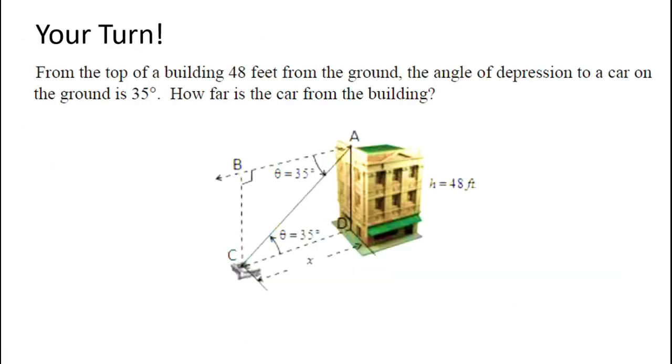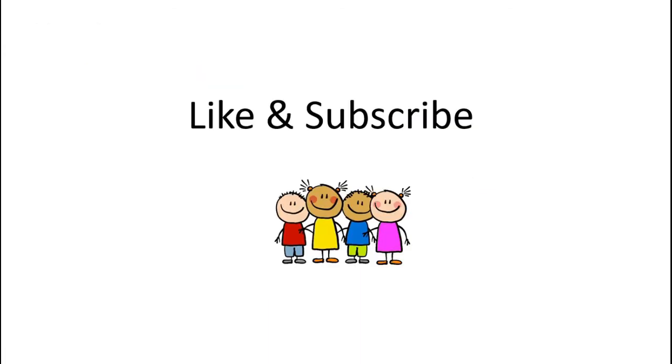Now, it's your turn. From the top of a building 48 feet from the ground, the angle of depression to a car on the ground is 35 degrees. How far is the car from the building? To answer this one, just write it in the comment box.